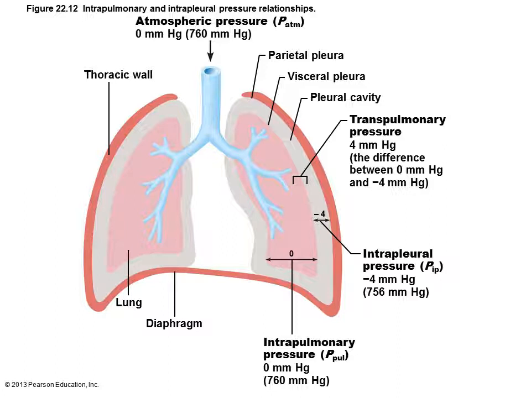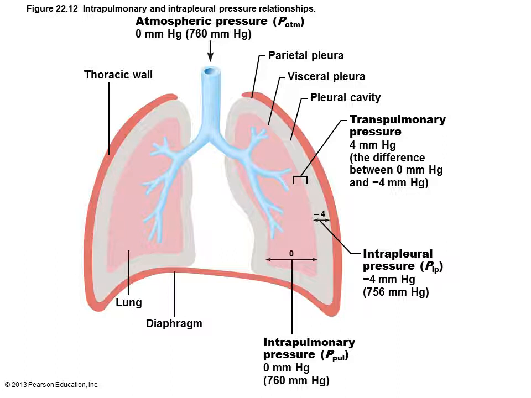Pressure relationships in the thoracic cavity involve atmospheric pressure, which is 760 millimeters of mercury at sea level, equal to 1 atmosphere. Respiratory pressure is described relative to atmospheric pressure. Negative respiratory pressure is less than atmospheric pressure, positive respiratory pressure is greater than atmospheric pressure, and zero respiratory pressure equals atmospheric pressure.